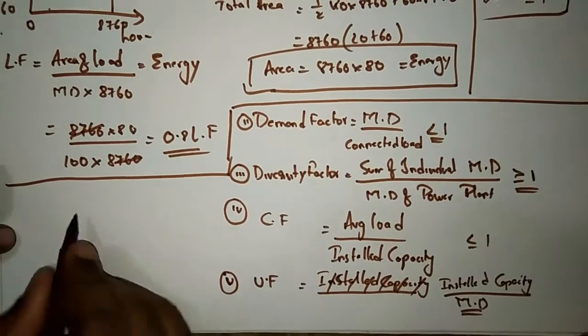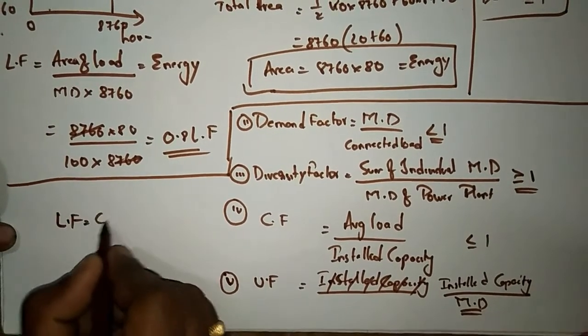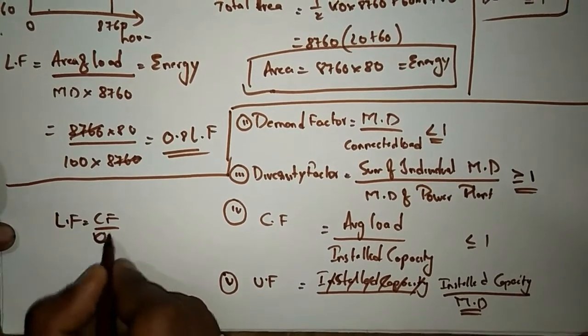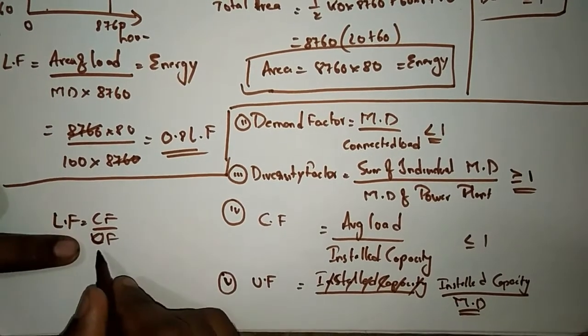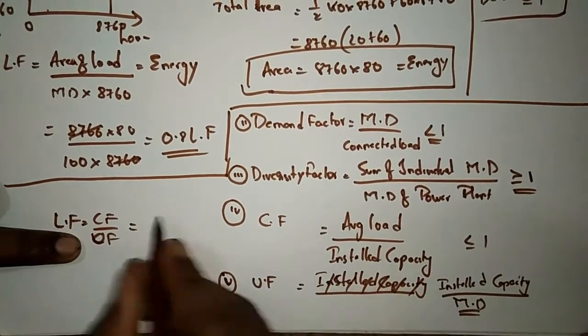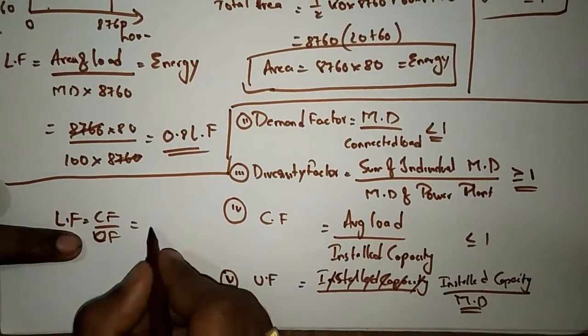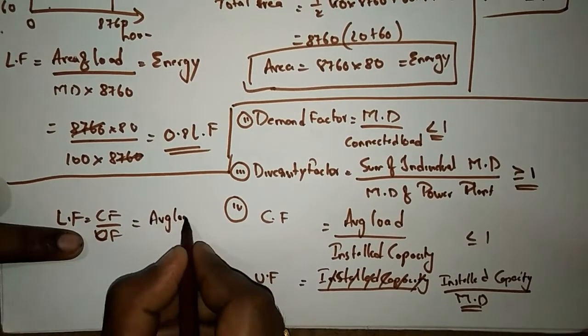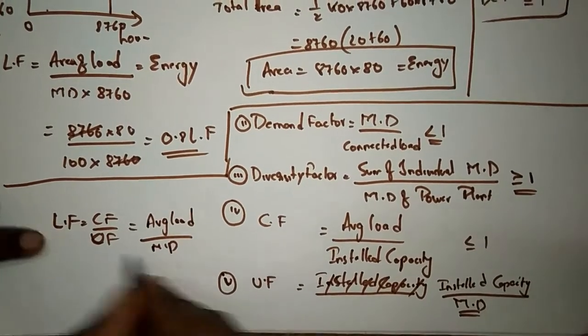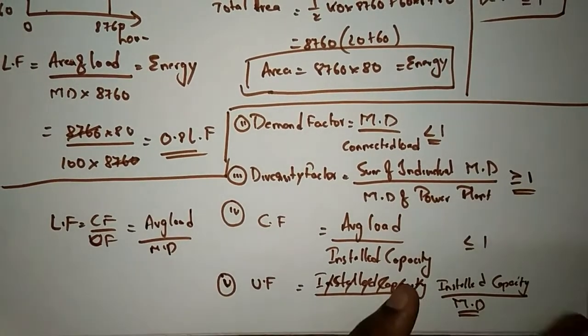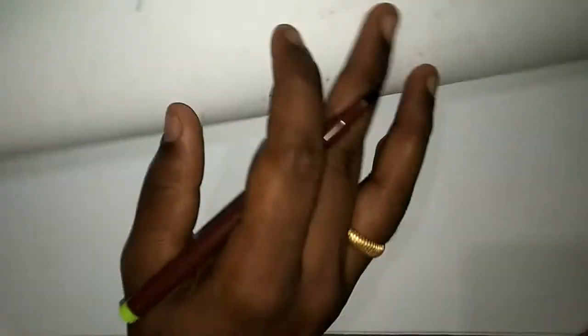If you consider the formula for load factor, I had mentioned CF by UF, that is nothing but capacity factor by utilization factor. So what does it come to? Average load by installed capacity, by maximum demand by installed capacity. They both cancel and we get average load by maximum demand. That is nothing but the actual formula for load factor. So far this is very clear, and these are the most important factors we regularly see in technical examinations.